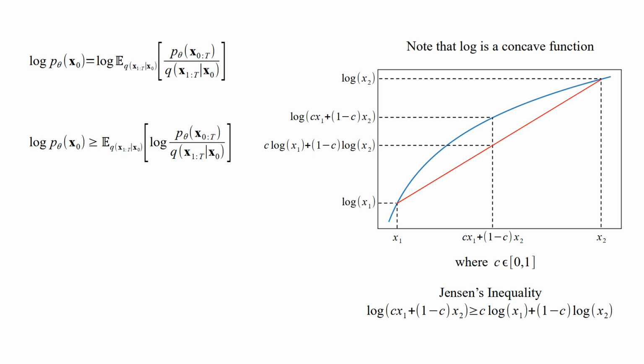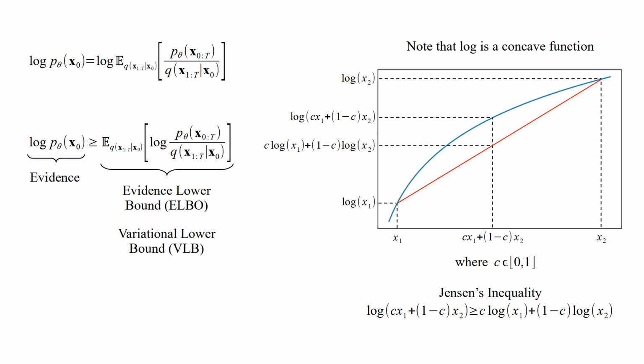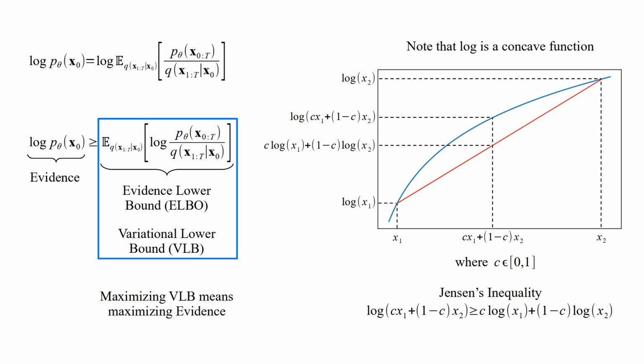Interchanging the places of expectation and logarithm, the equation is converted to an inequality. Log likelihood is the evidence. And right-hand side is evidence lower bound. It is also called variational lower bound. Maximizing VLB means maximizing evidence.